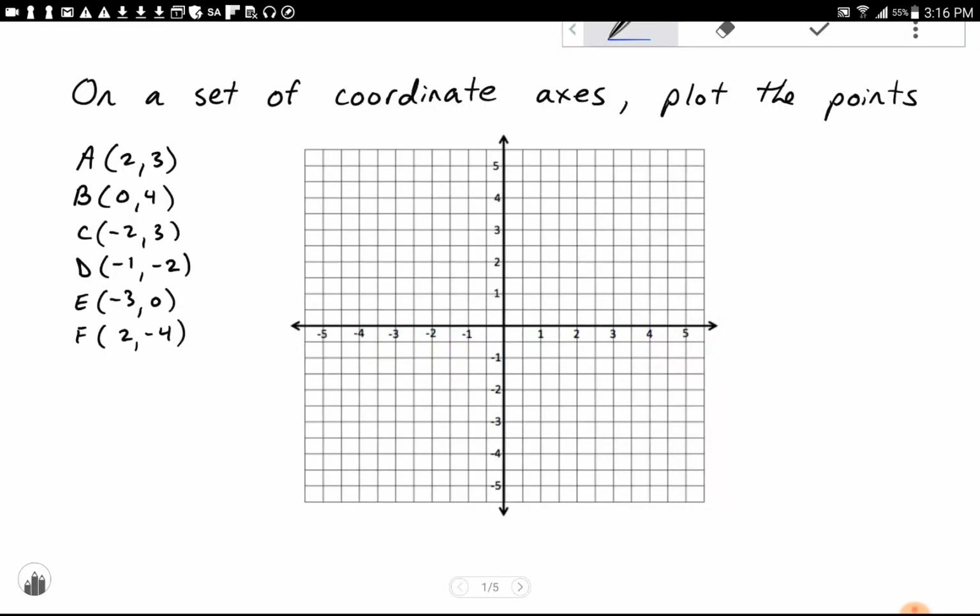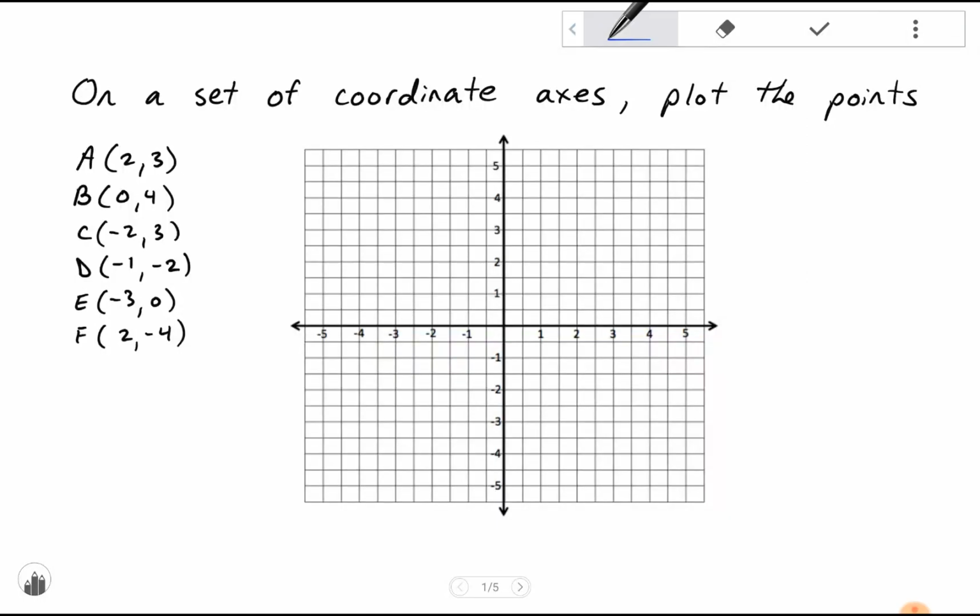Coordinates. On a set of coordinate axes, plot the points, and here we've got A through F. So here is our coordinate axes. This is the Cartesian plane. So the x-axis is horizontal and the y-axis is vertical. So when we talk about coordinates, they're always written like this: x is first, then a comma, and then y is second. So the first number is x, second number is y.